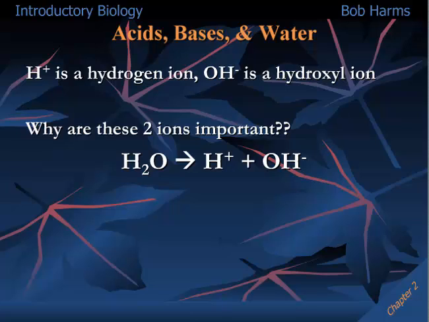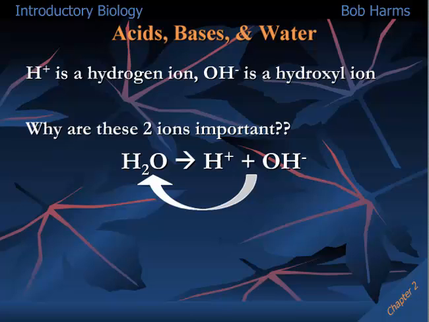Likewise, as those ions bounce around, they may bounce into each other and reform water. And so water is constantly breaking down and reforming. Okay? Now, if I have pure water, I should always have equal amounts of H pluses and OH minuses. For every one positive, I should have one negative, and vice versa.